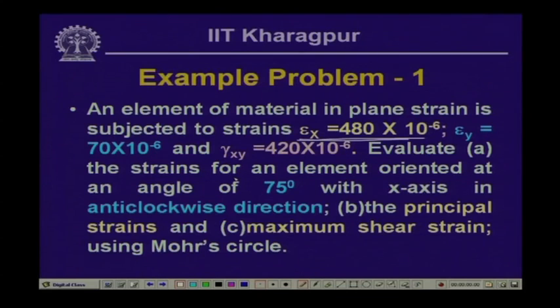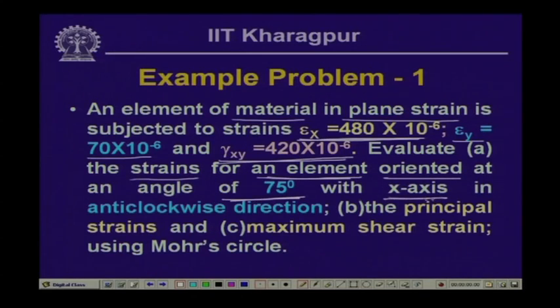What I had stated was that an element of material in a plane strain condition is subjected to epsilon x so much, epsilon y is 70 into 10 to the power minus 6 and gamma x y is 420 into 10 to the power minus 6. What you will have to do is evaluate the strains for an element which is oriented at an angle of 75 degree with x axis in anti-clockwise direction, secondly the principal strains, and thirdly the maximum shear strain using Mohr's circle.